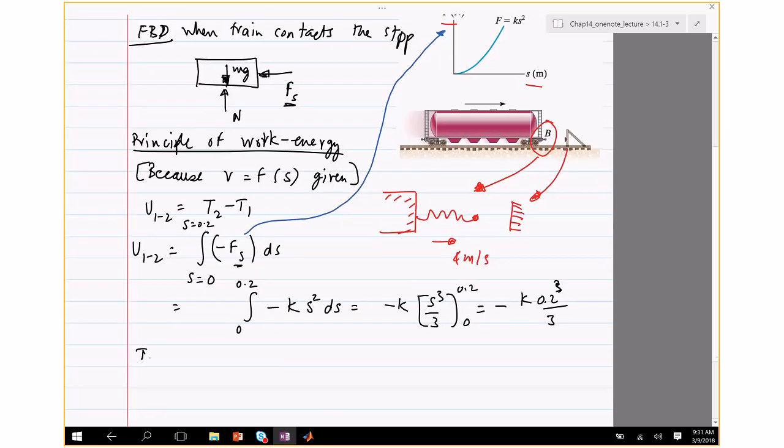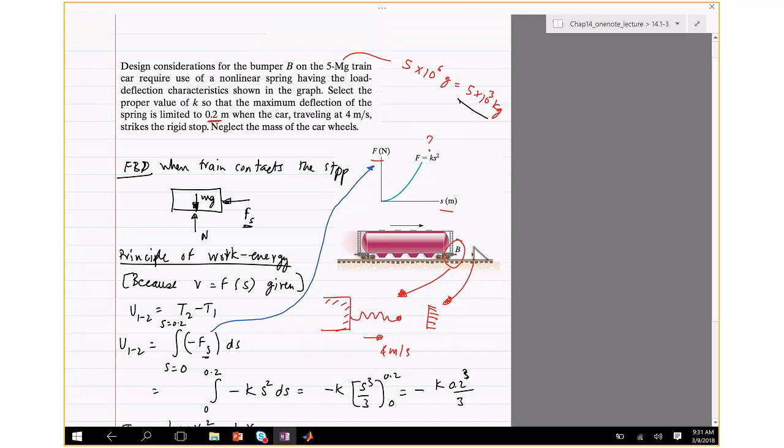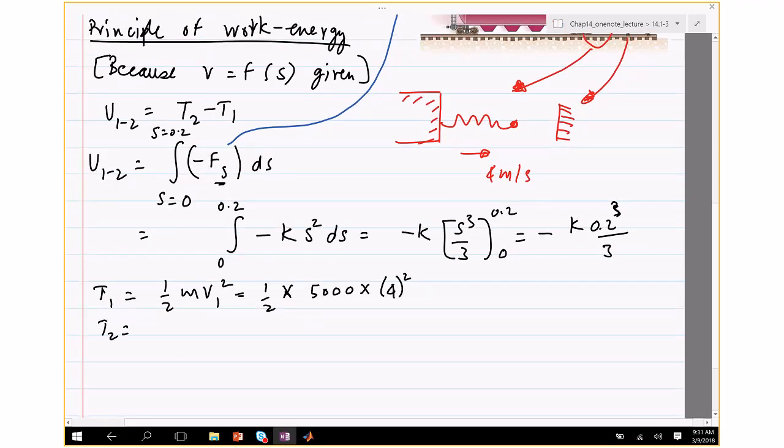Okay, the initial kinetic energy. What's the initial kinetic energy of the system? It's half m v1 squared. What's the mass? It's 5,000 kilograms. So 5,000 times the velocity, 4, squared. What is the final kinetic energy? It's 0, right? Because the train is supposed to come to a stop. So plugging all this back into that expression, we have minus k times 0.2 cubed divided by 3 equals T2, which is 0, minus T1, which is half times 5,000 times 4 squared.